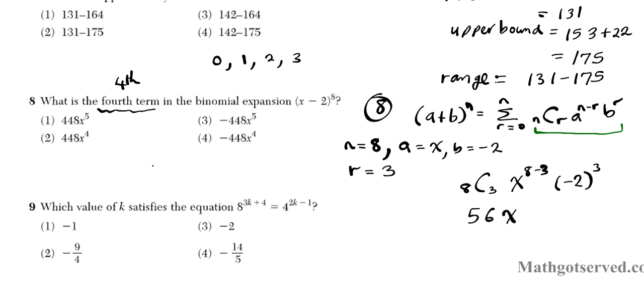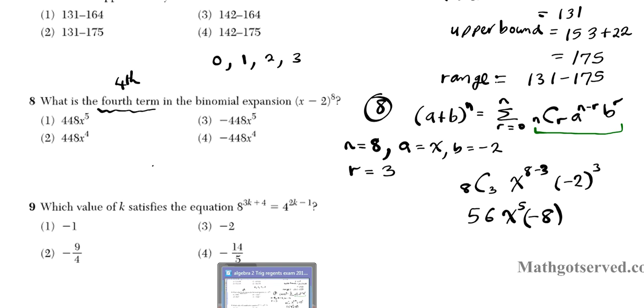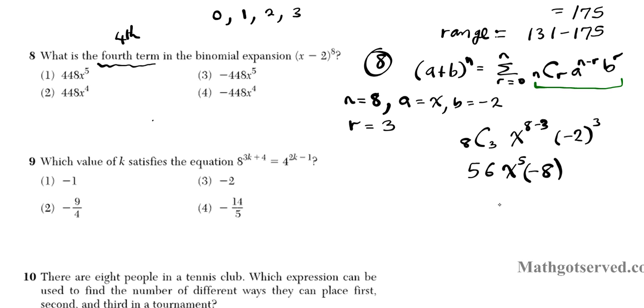combinations. x to the 5th, and -2 to the 3rd is -8. Be careful: if you're raising a negative number to an odd power, the negativity remains, okay? Now just multiply 8 times 56. That's basically 400 plus 48, which is 448. So multiplying these two, you get -448 x to the 5th. And there goes the fourth term in the expansion of this binomial right here. So our answer is clearly option number 3.